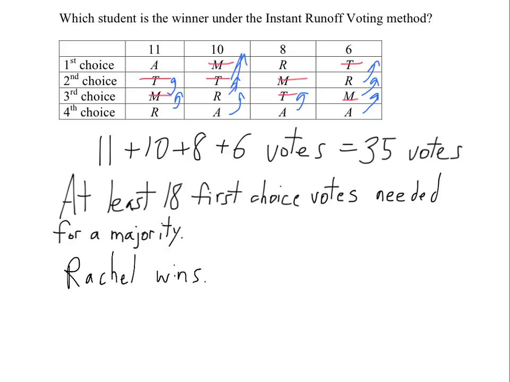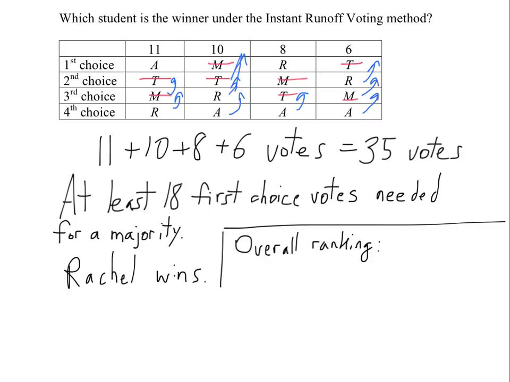Now notice the order of elimination. First we eliminated Tom, then we eliminated Mark, and then in some sense we eliminated Ashley. She lost that final round, and only Rachel is left. That tells us about the overall ranking of candidates. Rachel is first, Ashley is runner-up, Mark is next, and Tom is last. Tom is in last place in the overall ranking because he was the first one to be eliminated. There is a certain thought process, according to this method, which makes Rachel the winner. That same thought process puts Tom in last place overall.